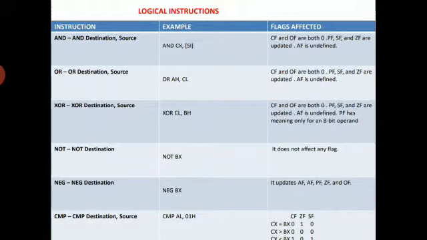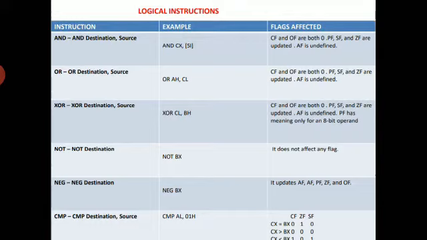The flags affected during this operation are: CF and OF are 0, PF, SF and ZF are updated, and AF is undefined. And see the next instruction, to perform the OR operation. OR means addition, so we have to add two numbers and copy the result into the destination register. Its syntax is OR of destination comma source. See the example OR of AH comma CL. That is, the content present in the CL register is ORed with the content present in the AH register, and finally the resultant is stored in the AH register.